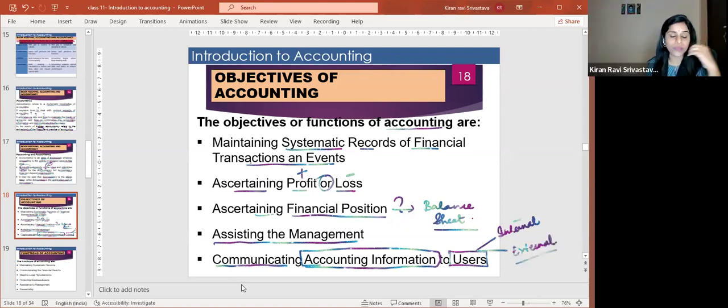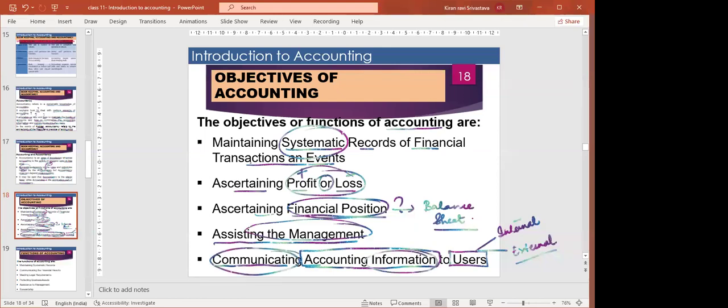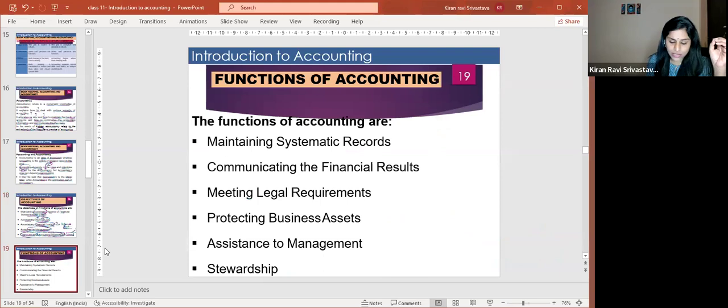So these are the objectives of accounting. Let's revise. Systematic records, ascertaining profits or loss, ascertaining financial position, assisting the management, and the last one is communicating the accounting information. So 5 points. Done? Next is the functions of accounting. What are the functions of accounting?